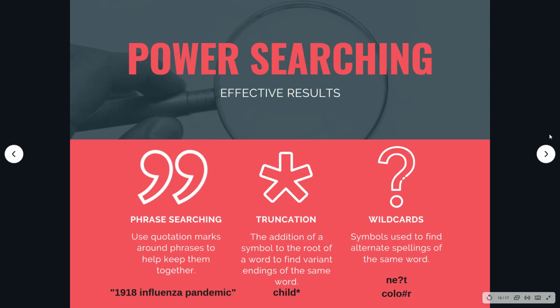Next thing you can do in databases is techniques known as power searching. These are various symbols that act as commands within a database. The one most likely used is probably the quotations for phrase searching.